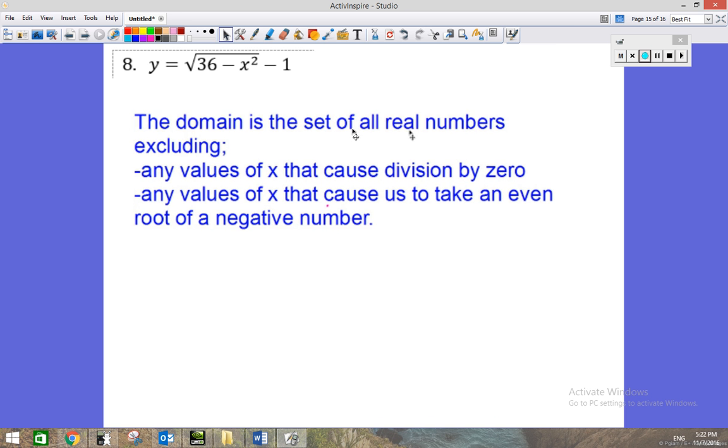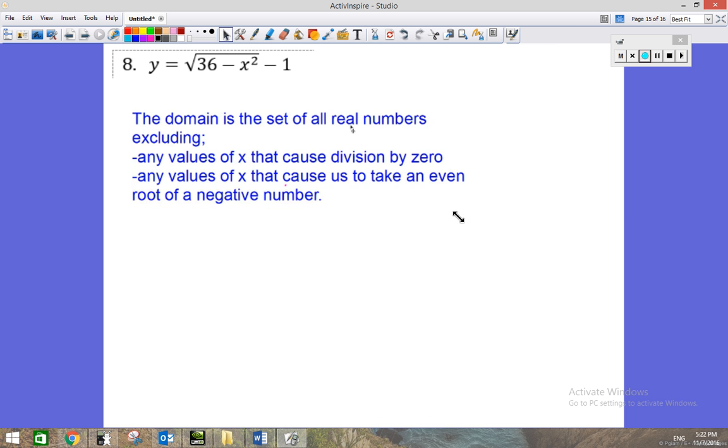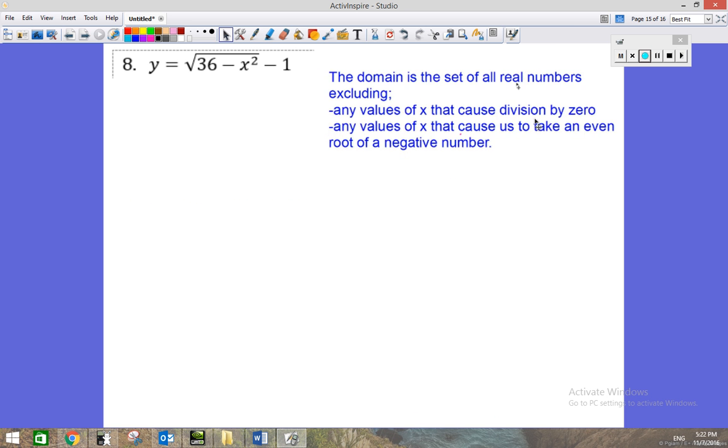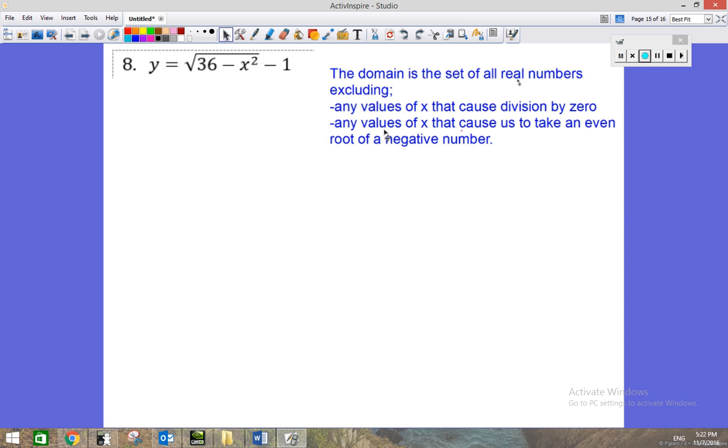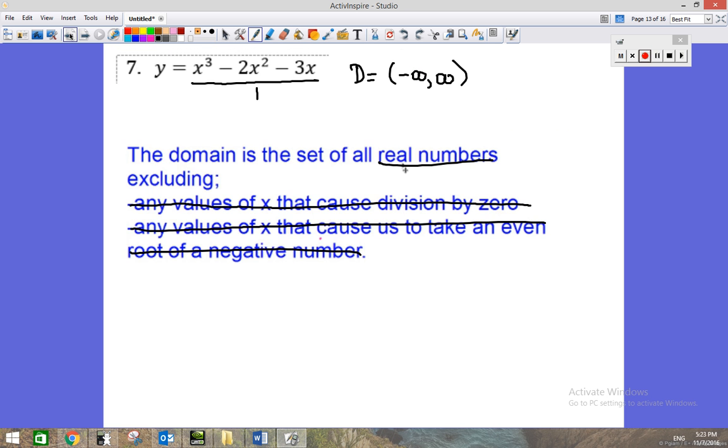The domain is the set of all real numbers, excluding any values that cause division by zero, and also excluding any values of x that would cause us to take an even root, like a square root of a negative number. For this problem, I don't have any variables in a denominator, so I don't have to worry about division by zero, but I do have a variable underneath a radical. And we saw a problem very similar to this before.